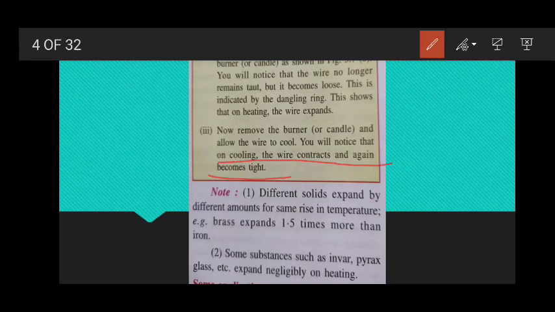Some substances such as invar, pyrex, glass, etc. expand negligibly on heating, and that is why we use pyrex glass in the chemistry lab or in the physics lab to make the glass apparatus. Why? Because they expand negligibly on heating.